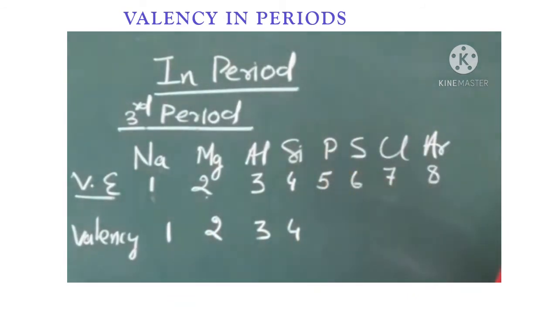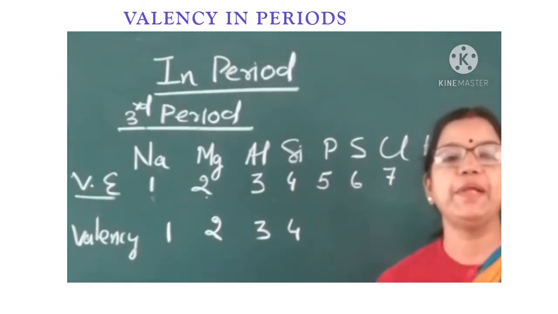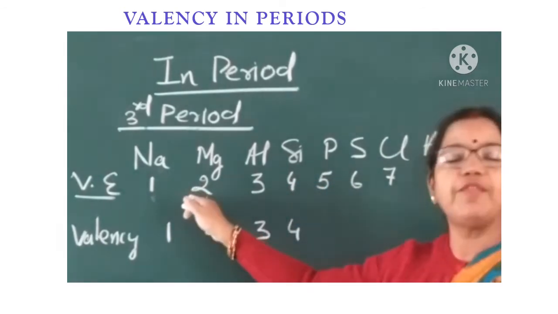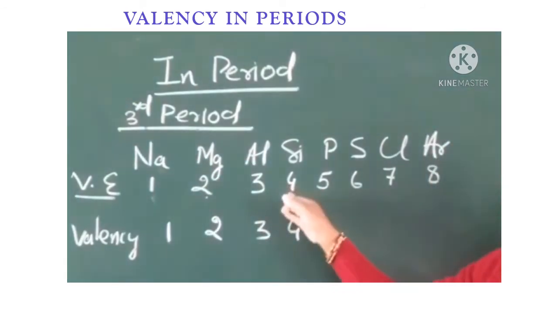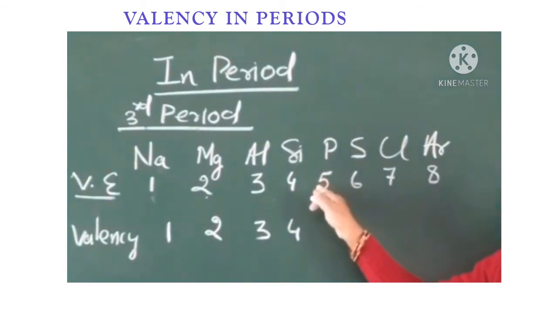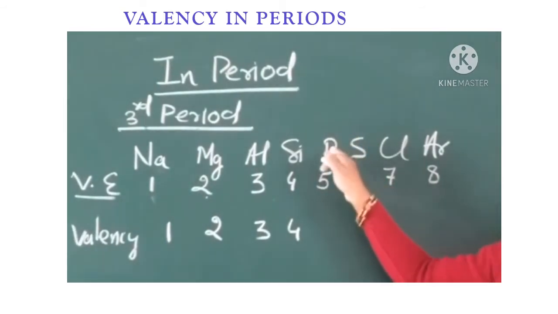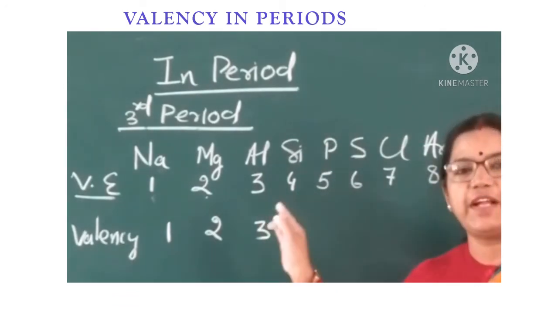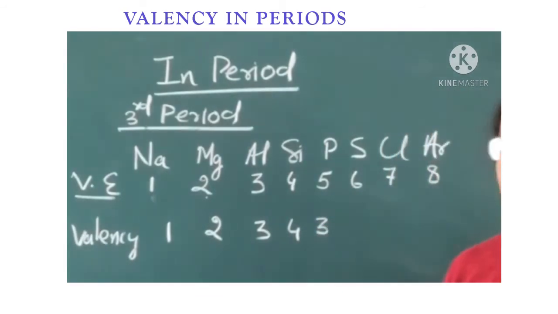Now come to phosphorus. As the valence electron of phosphorus is 5, it requires 3 more electrons to complete its octet. The atom of an element can lose or gain the electron in order to get the nearest inert gas electronic configuration. So here phosphorus, by gaining 3 electrons, will form P3 minus ion, phosphide ion, and hence we can see its valency is 3. It can gain 3 electrons and hence the valency of phosphorus is 3.